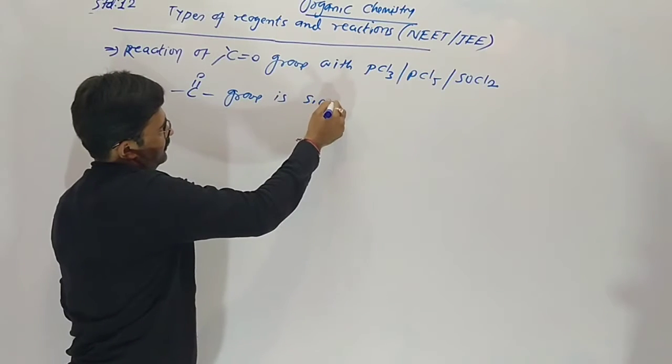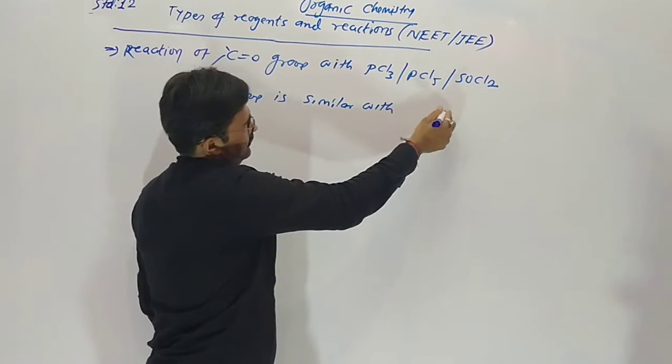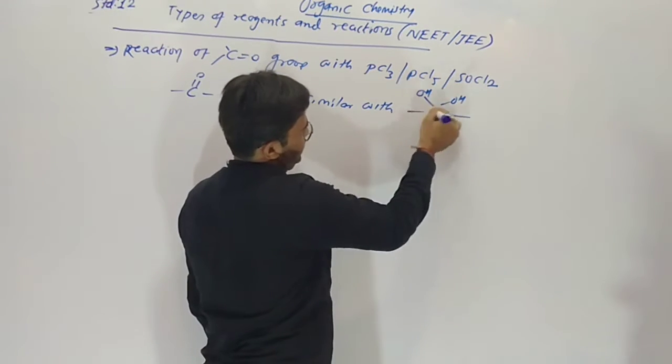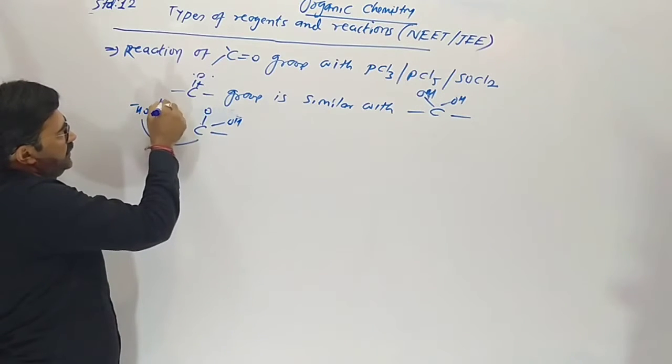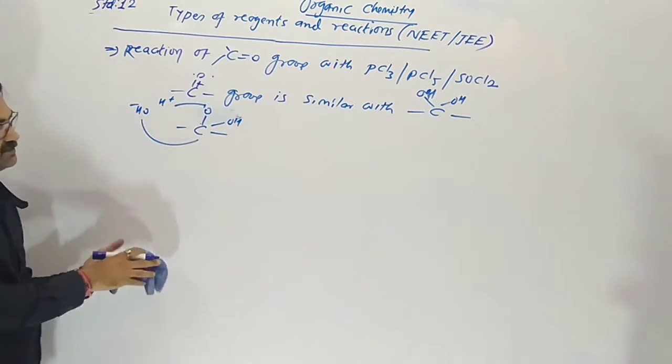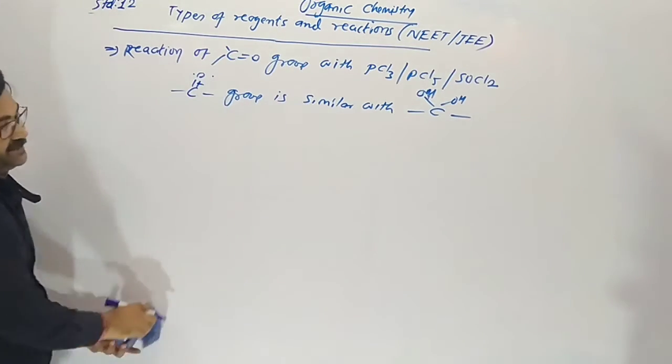carbonyl group is similar with 2 OH groups on the carbon. Yes, hydrolysis gives OH and OH, H plus here, OH here. After breaking the bond OH and OH, the bond between carbon and oxygen breaks. OH here from water and H plus here. So OH, OH 2 times similar. So it gives reaction. We are taking acetaldehyde.